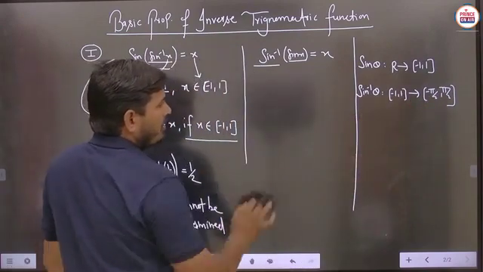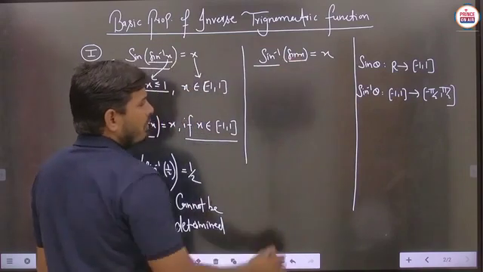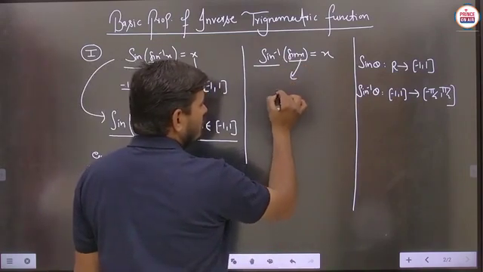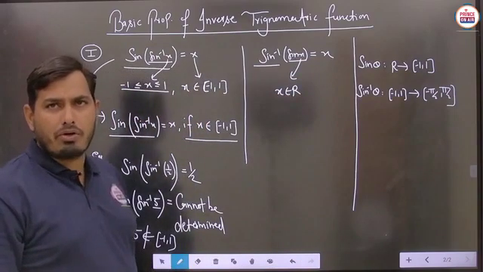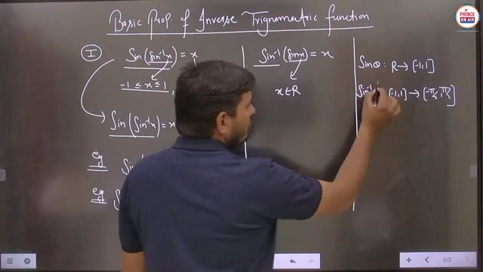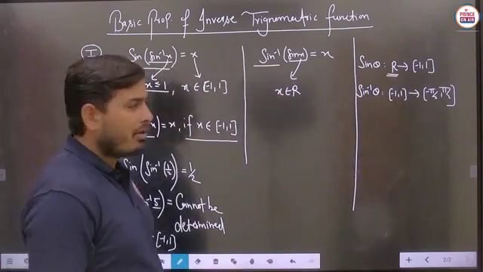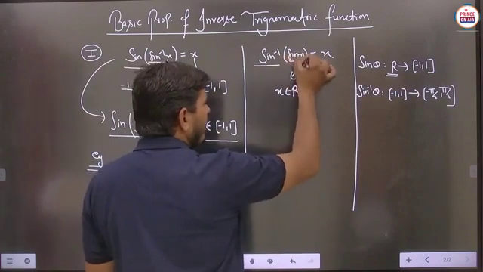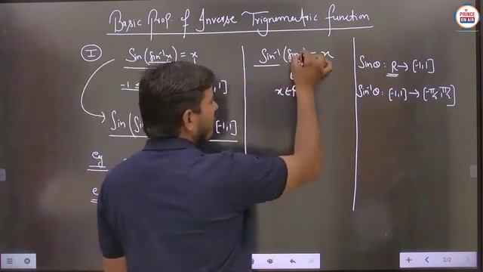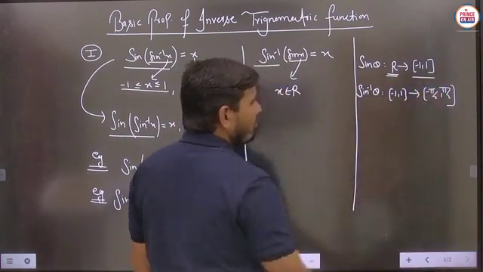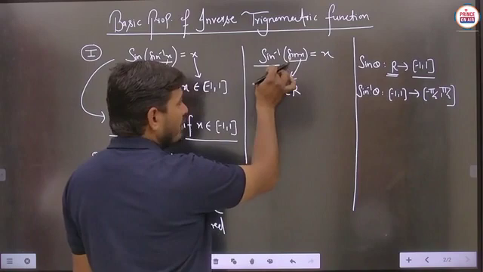So if we take this part x, then this particular x belongs to R, because here the domain of this particular function is the set of real numbers. But after simplifying this function, it will provide the output in the interval from minus 1 to plus 1. Now this particular output will behave as the input of this function.